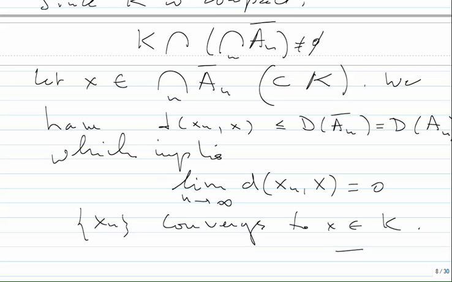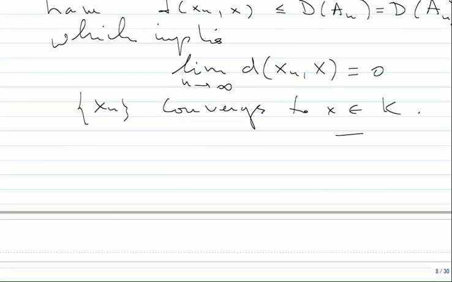The following property is truly amazing and will help us establish one of the deepest characterizations of compact sets in a metric space. Let's call it here the technical lemma.